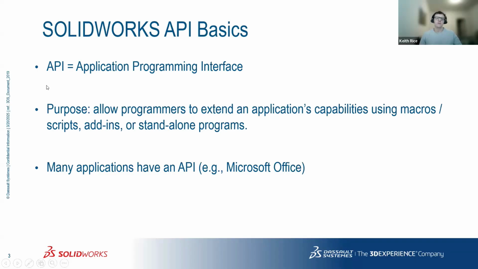So API stands for Application Programming Interface. Many programs and apps out there have APIs, whether they're online or locally installed. The purpose is to allow programmers to extend that application's capabilities. There are many ways to use the SolidWorks API in SolidWorks, many languages, many program types. We're only going to focus on one today, and that is the simplest way to use the SolidWorks API, through SolidWorks macros using the Visual Basic for Applications programming language.